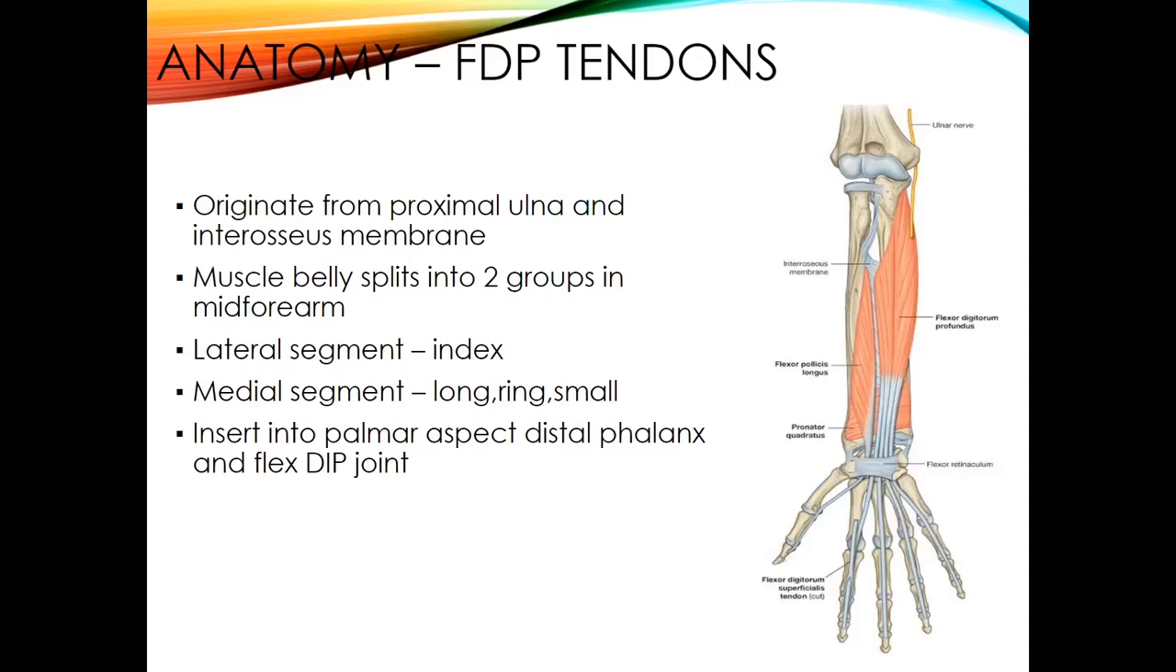Moving on to FDP. FDP is a muscle that arises from the proximal ulna and the interosseous membrane proximally and splits into two main muscle bellies in the mid forearm. The lateral segment of this muscle belly goes to the index finger, while the more medial or ulnar segment goes to the ring, long, and small fingers. And these insert just palmar at the base of the distal phalanx and serve to flex the DIP joint as their primary function, although they do provide PIP and MCP flexion as well.